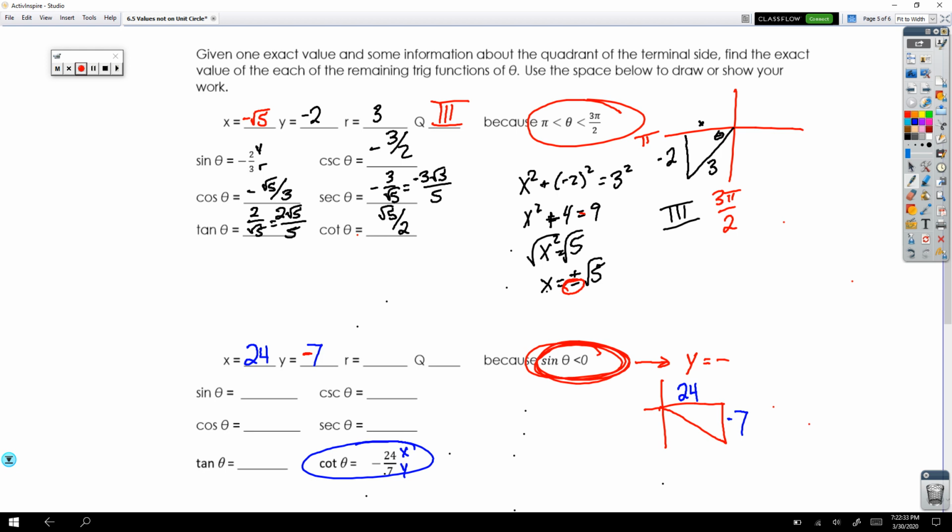And if you don't know this, this is a special right triangle. It's one of the bigger ones, though, so this one most people don't remember. But we have 7, 24, and 25, which would be our hypotenuse. But again, if you don't remember that, it's okay. Use your Pythagorean theorem. So 24 squared plus negative 7 squared equals r squared. 24 squared. So I know this is 49.